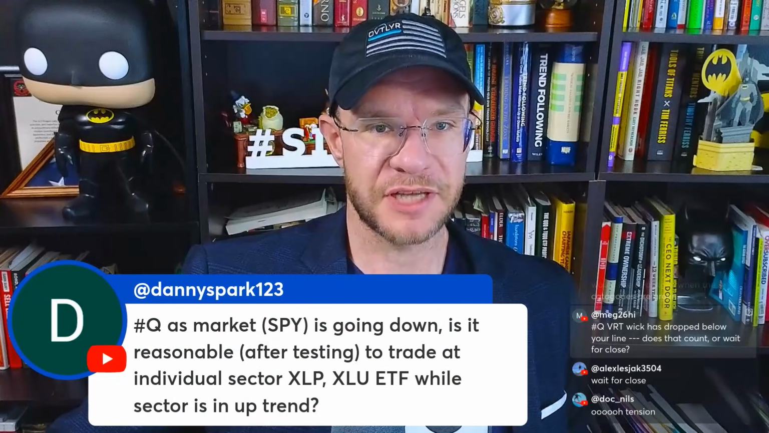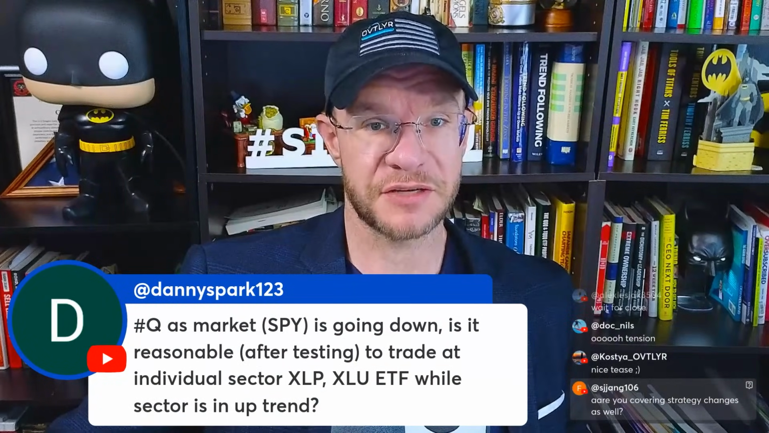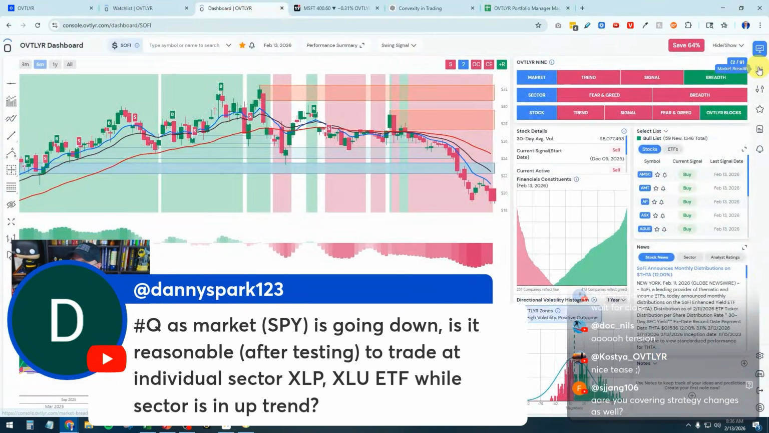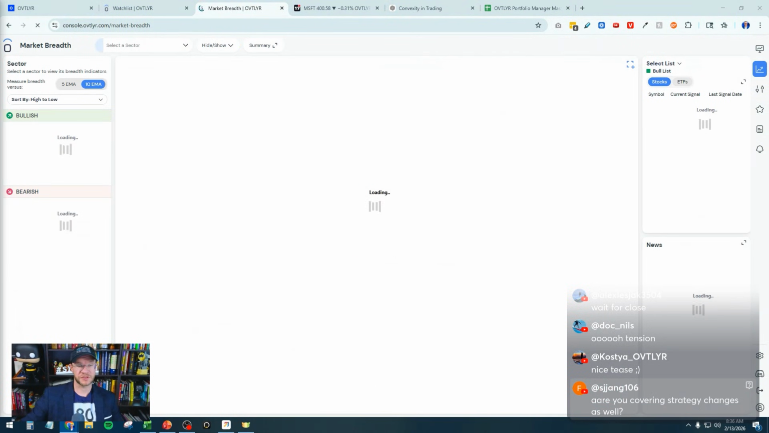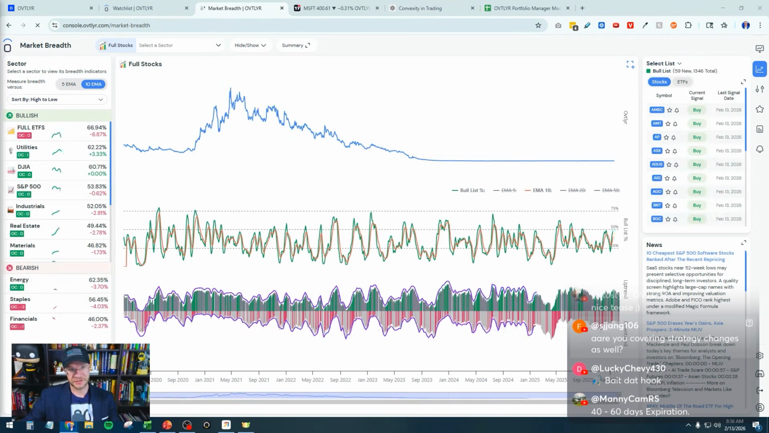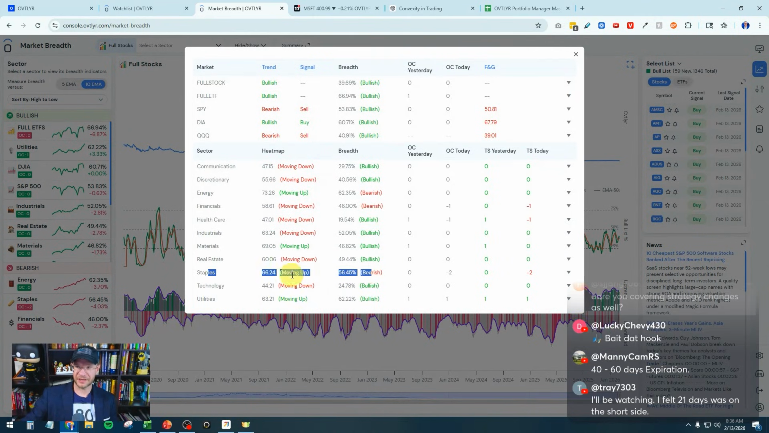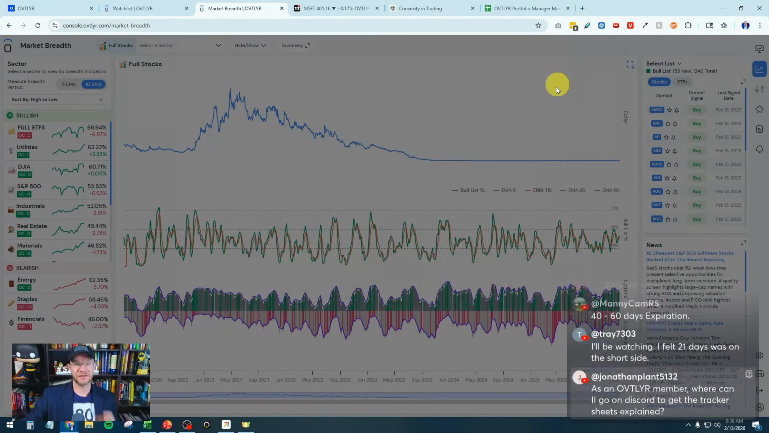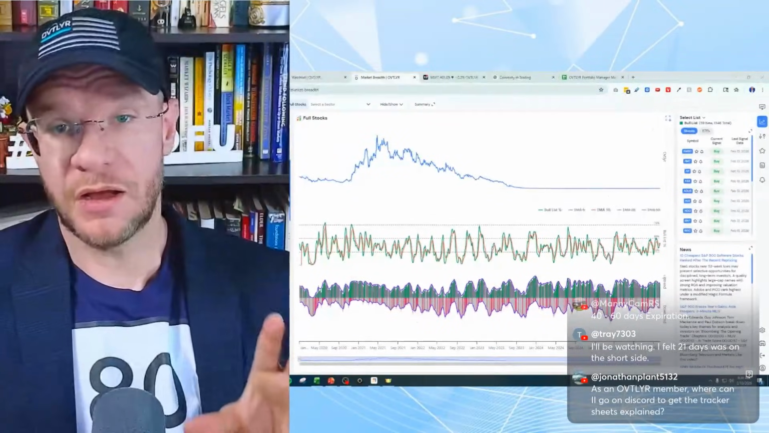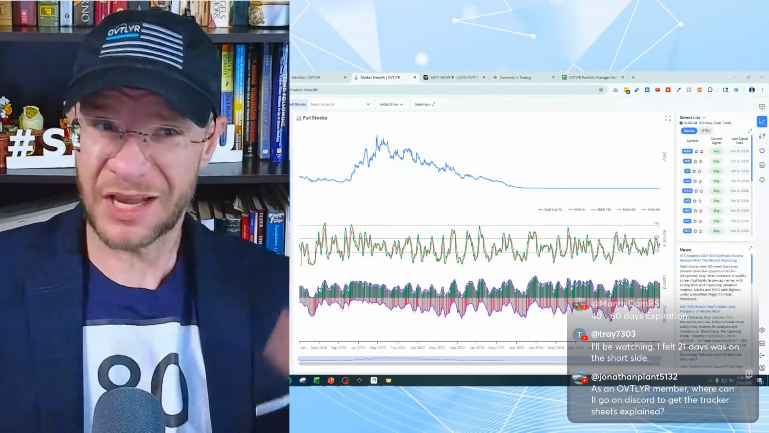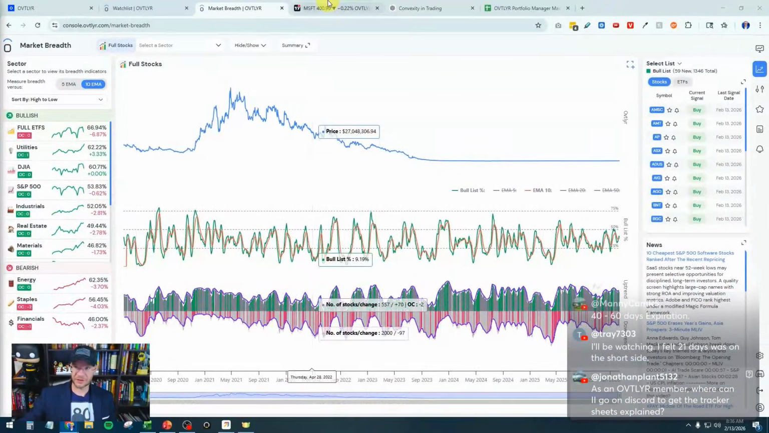As the market SPY is going down, is it reasonable to trade an individual sector? Okay, so first, XLU and XLP. XLU is utilities. XLP is consumer staples. Those are our defensive sectors. When you see staples and utilities being strong, that is a bad sign for the market, because that is our flight to safety. So the issue here, though, is even though they are a flight to safety, that does not mean they go up in value while the price of the market goes down.